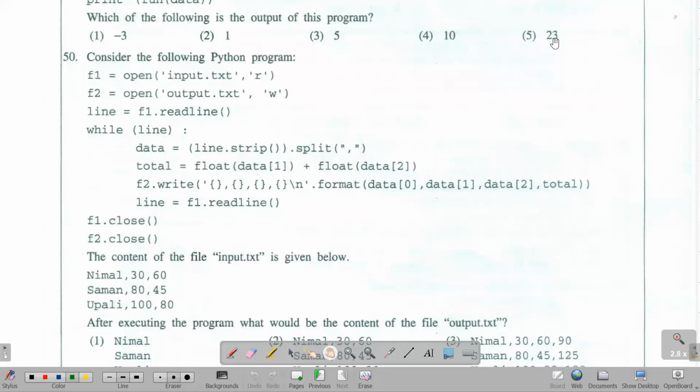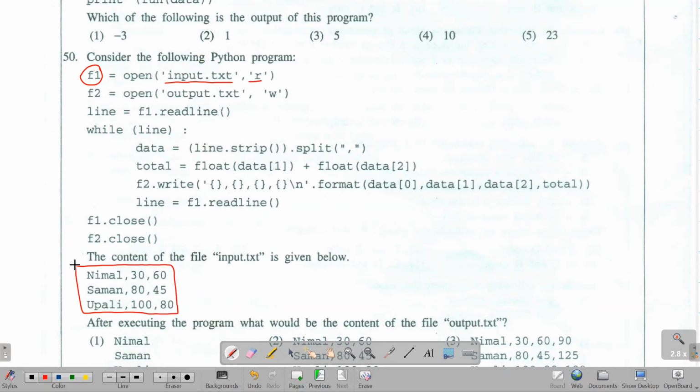Right. So the 50th question is talking about file operations. It says, consider the following Python program. It has two file objects. The first is F1, a file object which opens the input.txt file for reading. In the question, you have been provided the input.txt file, which has 3 lines, and each row has 3 different data items.